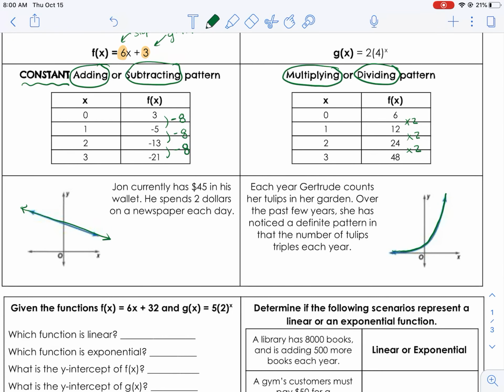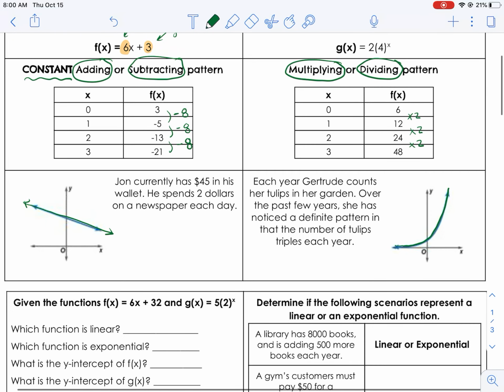So if you were looking at a word problem like this, a linear would sound something like the one on the left. John currently has $45 in his wallet. He spends $2 each day. So remember that each day is important for our slope, and then we're changing by the same amount each time. We're subtracting $2 every single day.